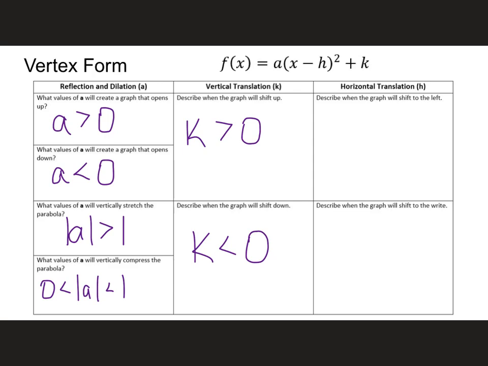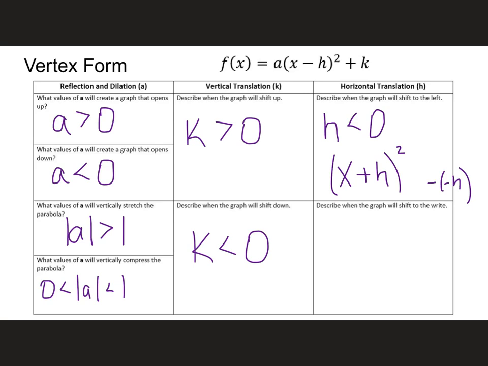A horizontal translation, these are going to be the tricky ones, right? Because it's already subtraction. But it will still shift to the left when h is less than 0, or when h is negative. However, that means it's going to look like plus, right? So it's going to look like a plus h squared. So when it looks like addition, it's actually going to be moving to the left, and that's because it was really minus negative h, and we rewrote it as plus.